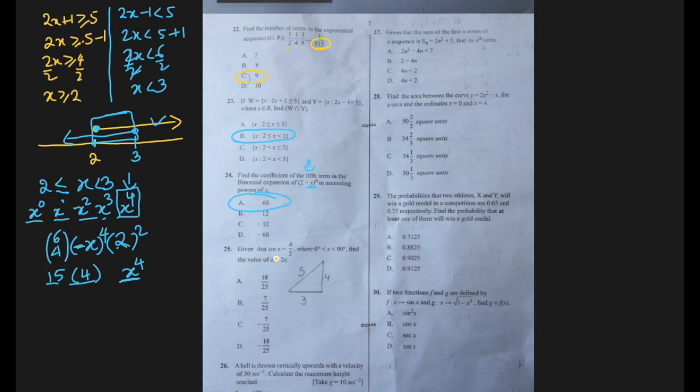Alright. Given that sin x is 4/5, yes, this has been drawn by someone, 4/5. Opposite this is x. So the opposite side is 4 and the hypotenuse is 5. By the Pythagorean theorem, we found the third side as 3, where x is between 0 and 90. Find the value of cos 2x.